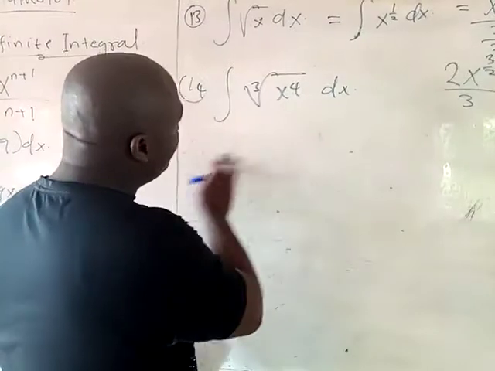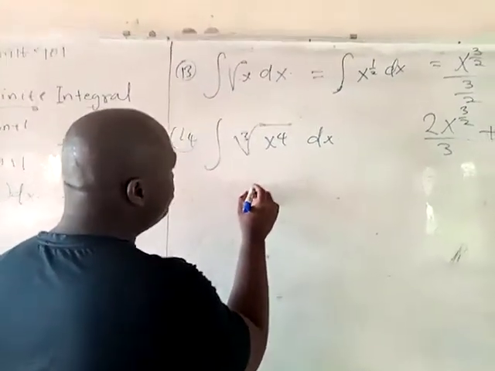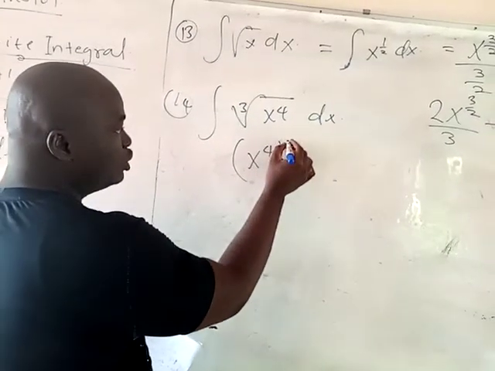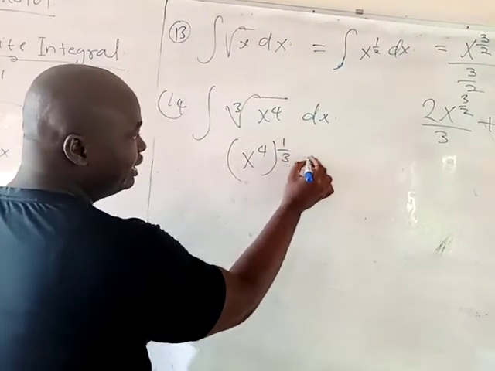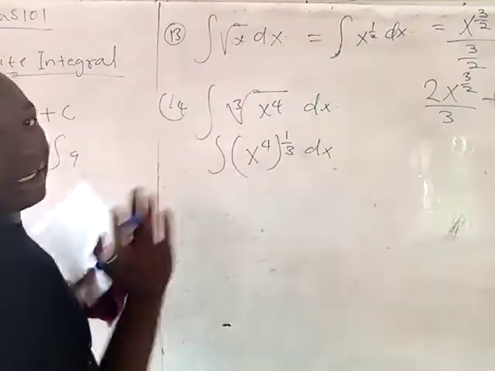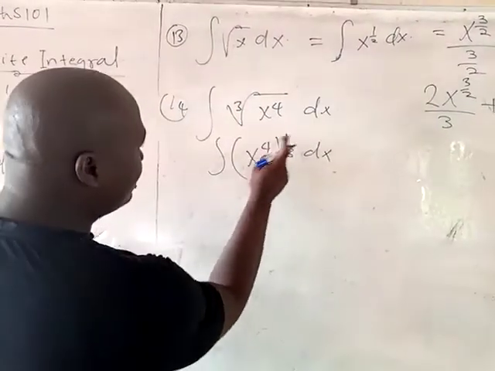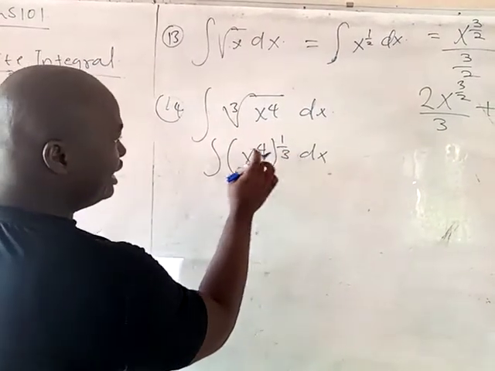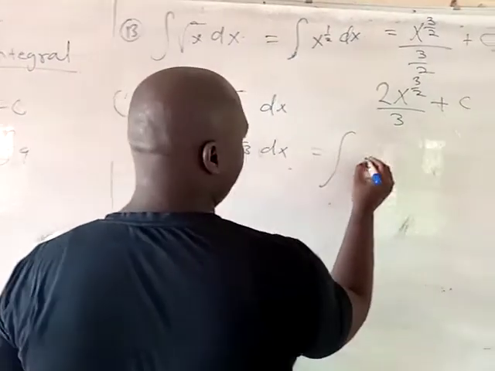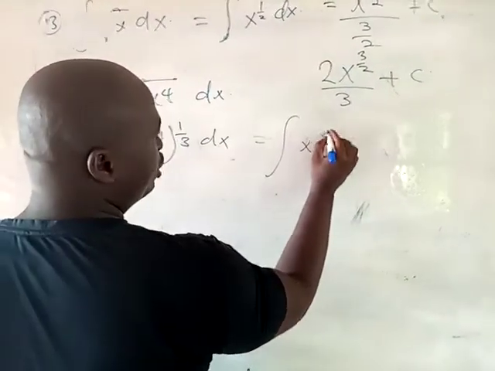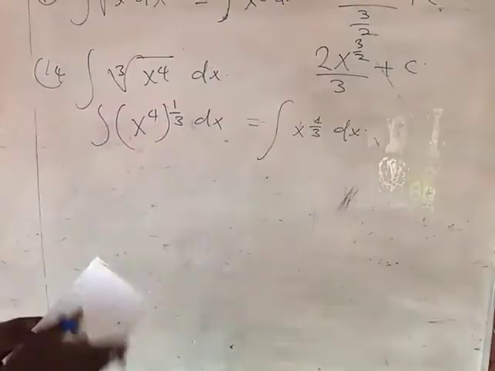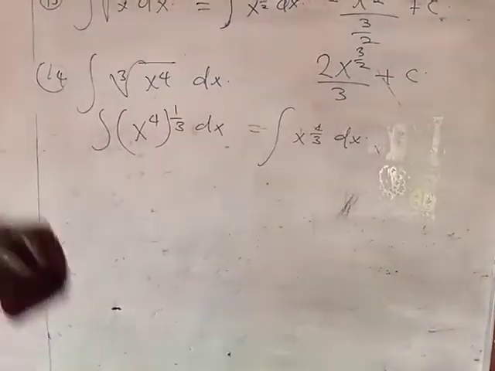So basically what we are doing here is you have x raised to the power of 4. So open bracket and close. So you have 1 all over 3 dx. Are you getting me? It's the same thing I did here. So you can see that 4 times this will give you 4, and then this one will not give you. So this can be written as the integral of x raised to the power of 4 divided by 3 dx.